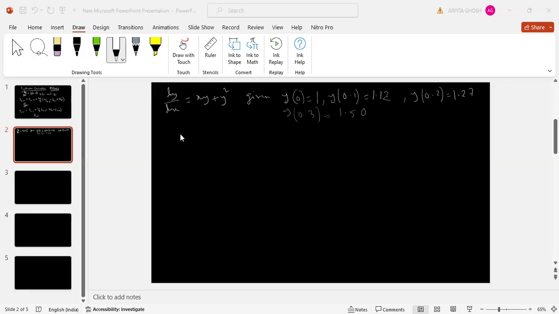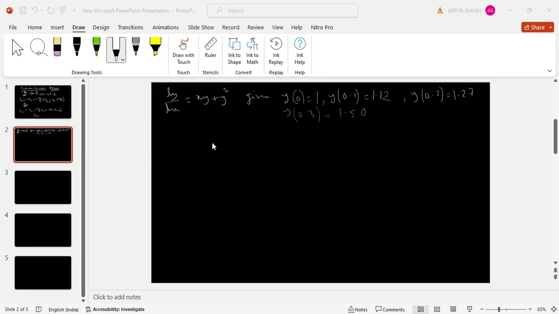So we are doing Milne's method. Milne's method is for solving ODE, ordinary differential equation. The advantage of Milne's method is that in this particular method, we have a formula for predicting the result, and then we have a formula for verifying whether our result is correct or not.